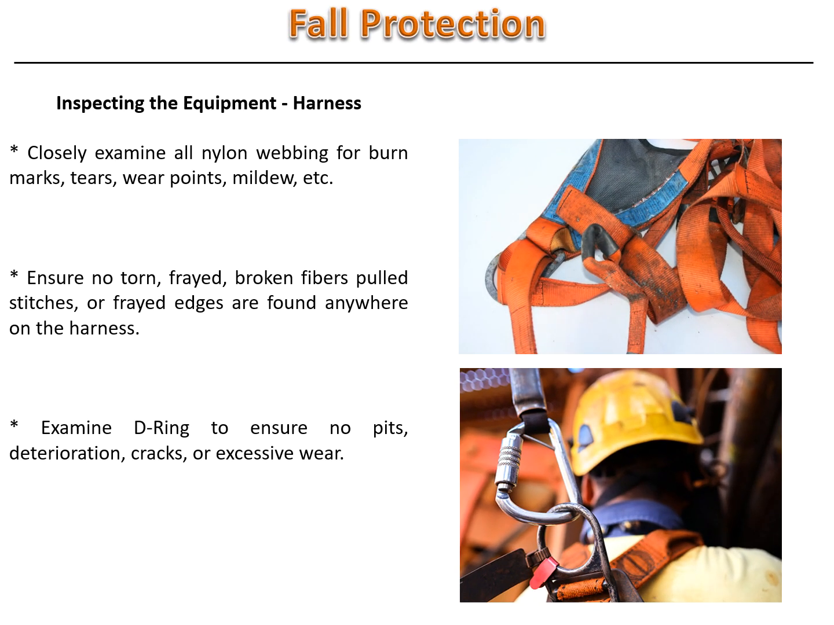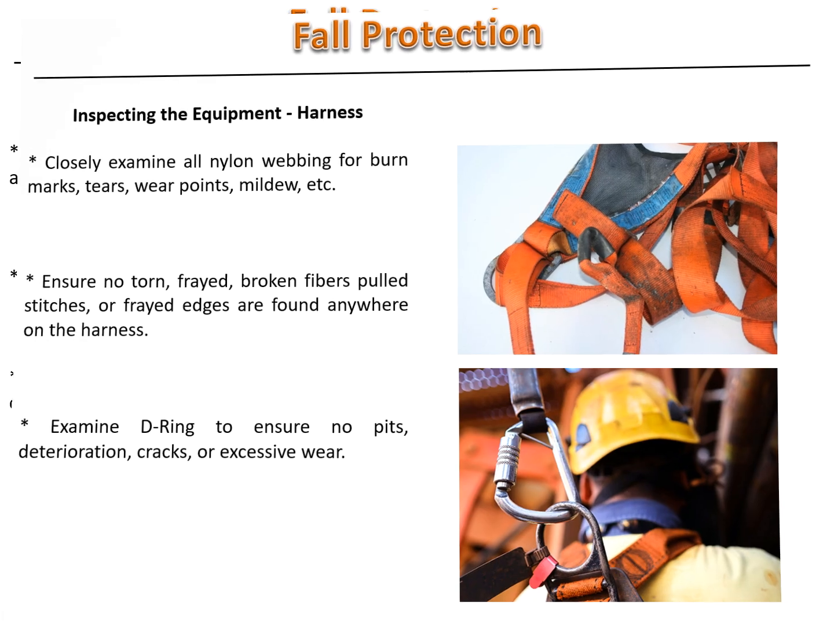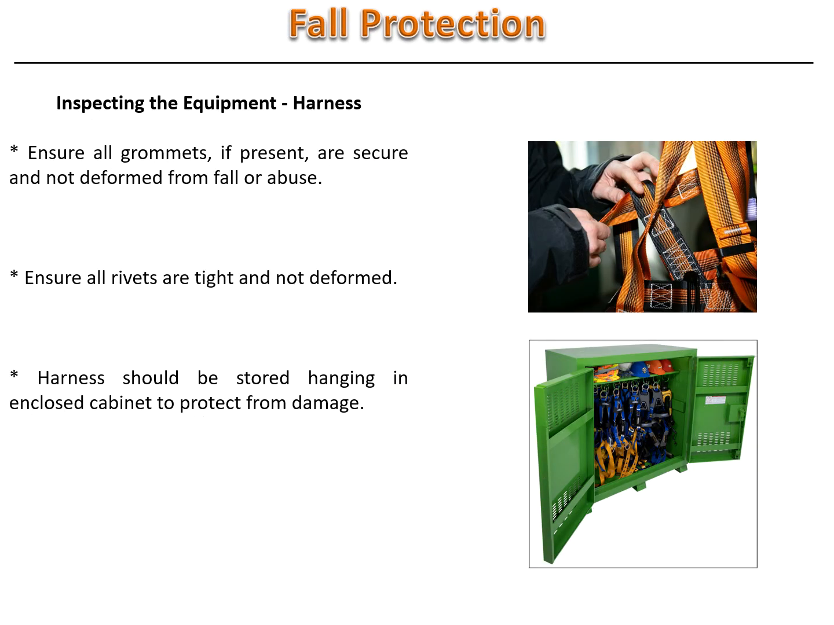Inspecting the equipment, harness. Closely examine all nylon webbing for burn marks, tears, wear points, mildew, etc. Ensure no torn, frayed, broken fibers, pulled stitches, or frayed edges are found anywhere on the harness. Examine D-ring to ensure no pits, deterioration, cracks, or excessive wear. Ensure all grommets, if present, are secure and not deformed from fall or abuse. Ensure all rivets are tight and not deformed.